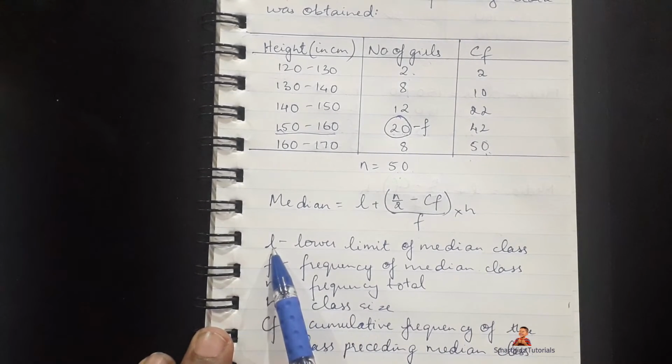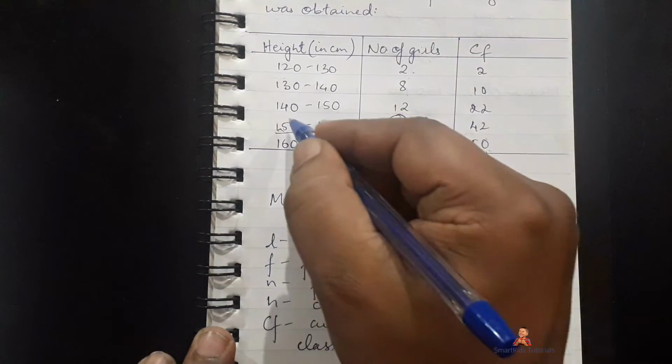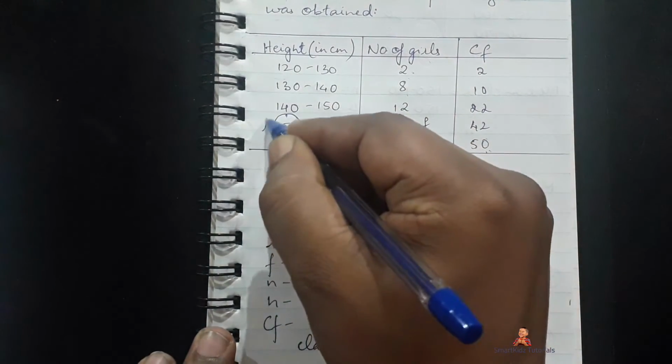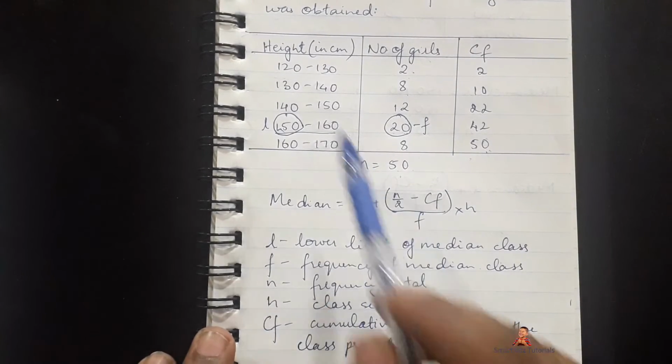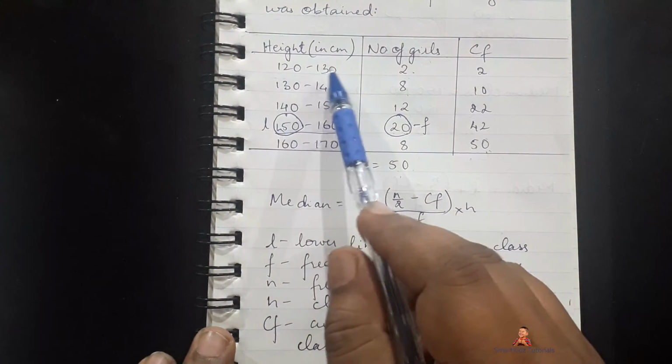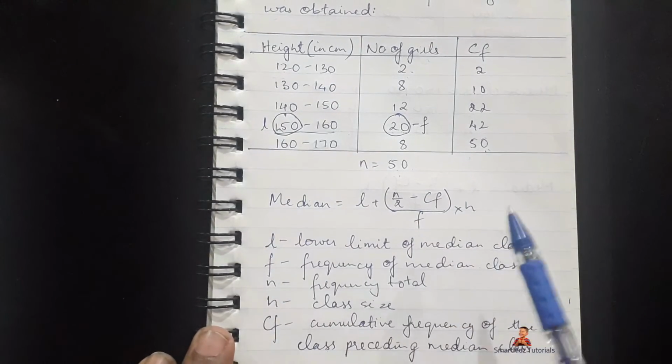Then we need to take the L. L is the lower limit of the median class. If this is the median class, that means 150 becomes the L, the lower limit of the median class. Next is the class size. Class size we know is 10, because 130 minus 120 will give us 10.